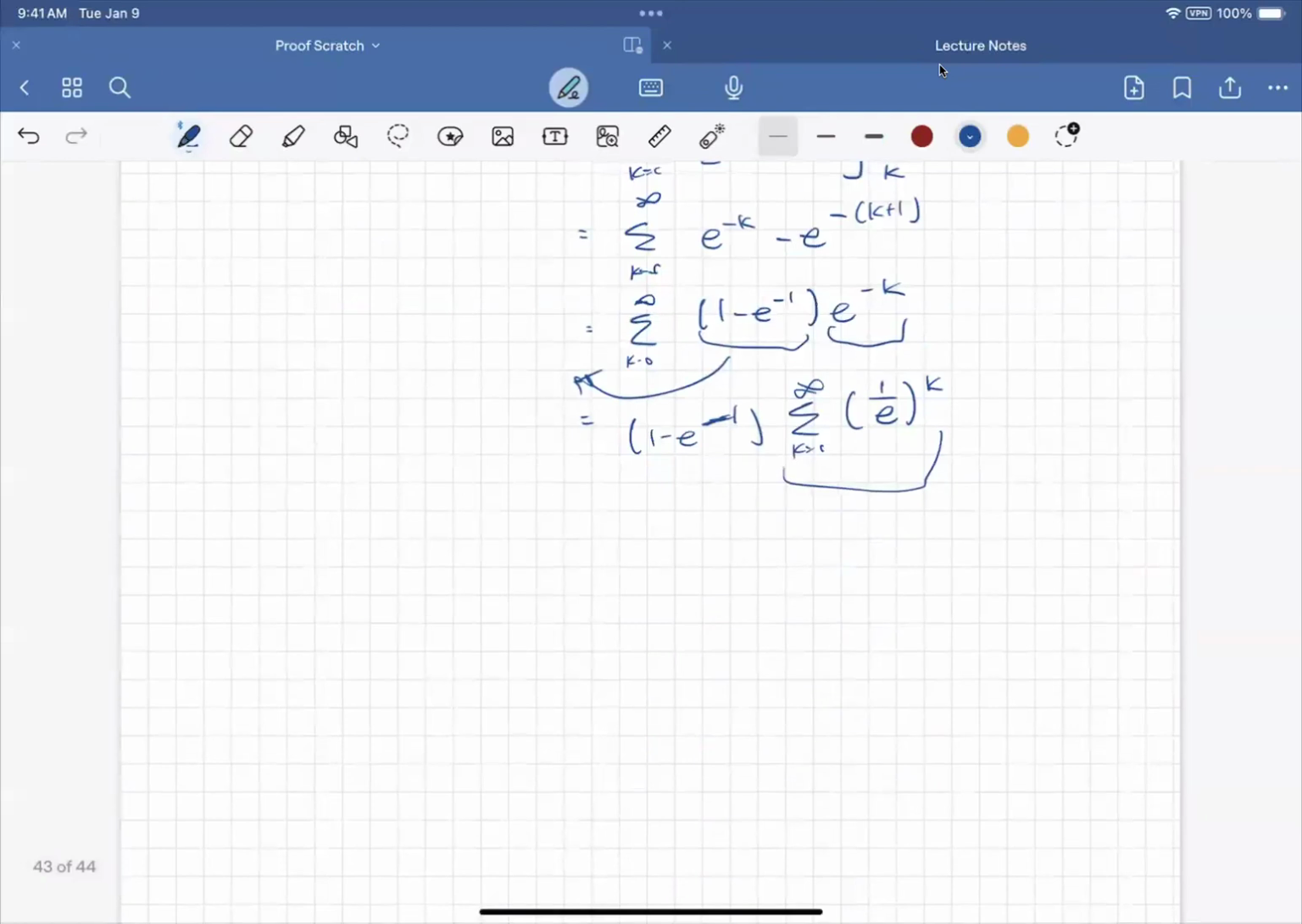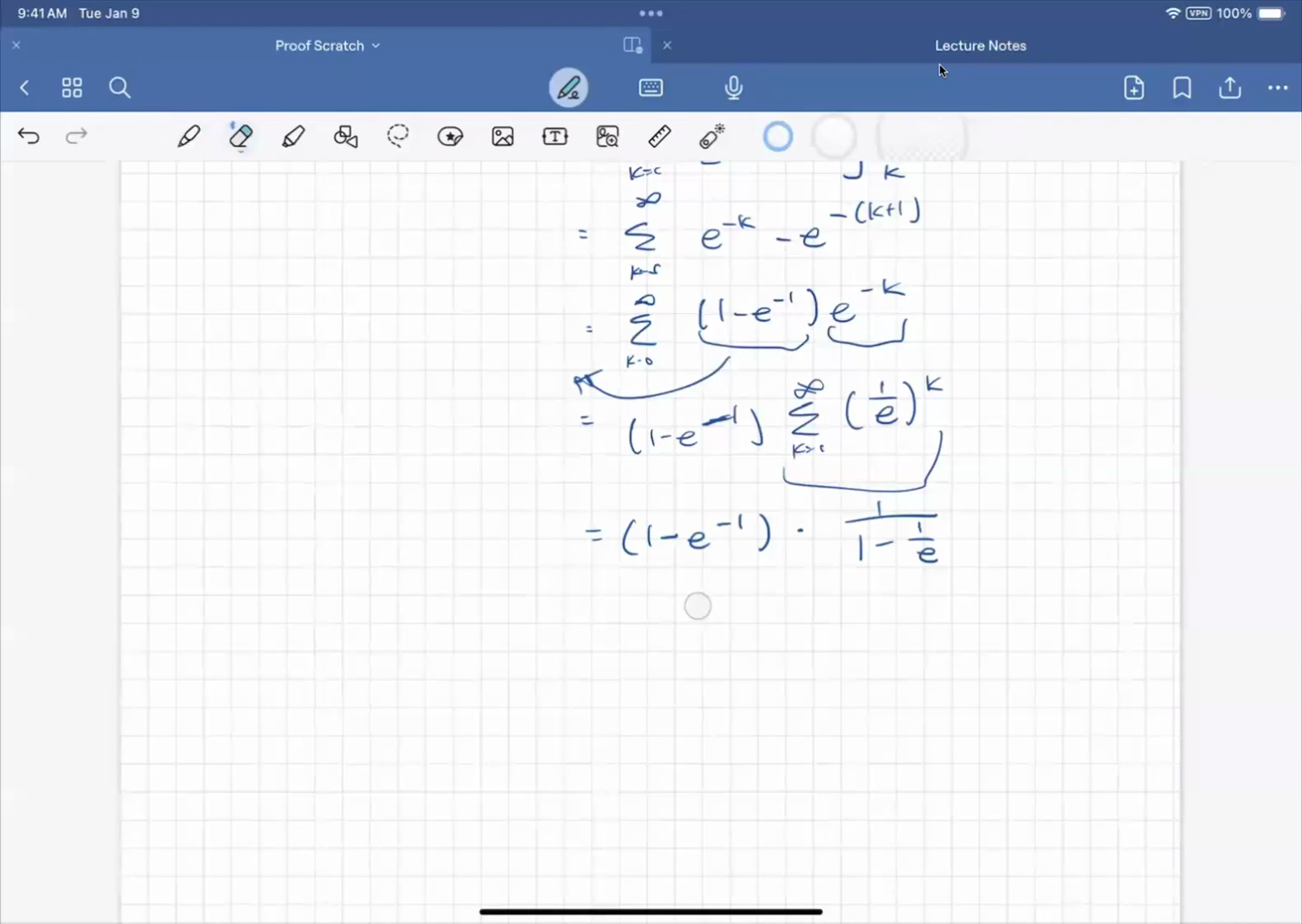So this can be written as 1 minus e to the negative 1 times 1 over 1 minus 1 over e. Based on how these work, they're basically inverses of each other, one is the reciprocal of the other. This simply gives us 1. And that should end the proof.